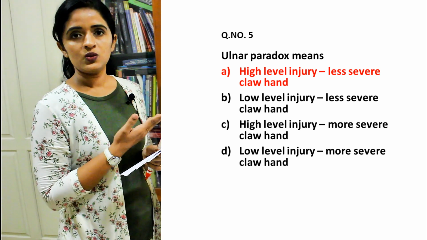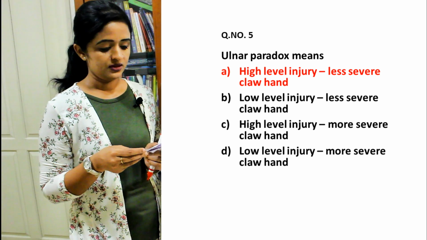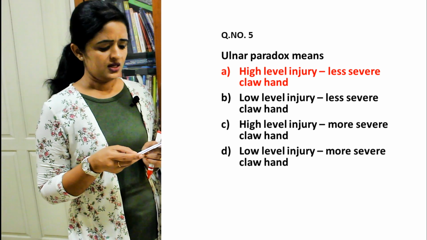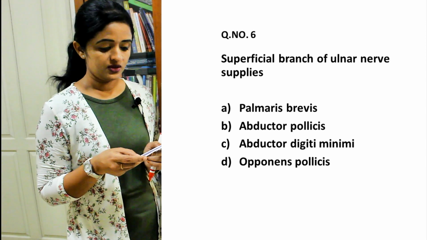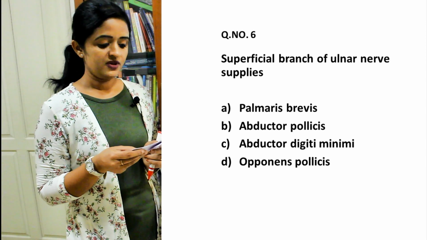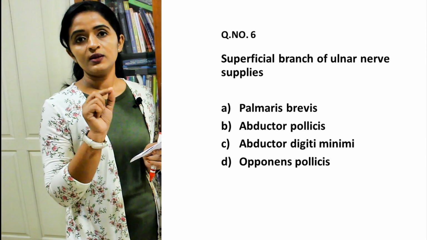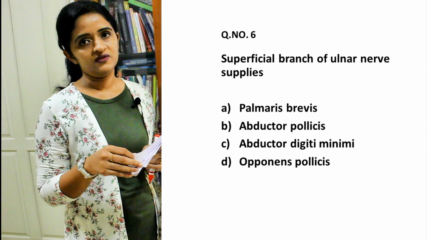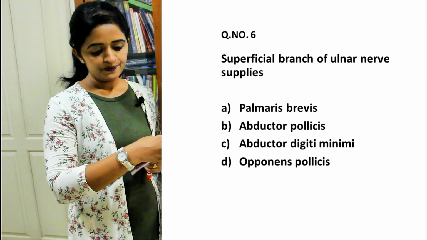Coming to the next question, superficial branch of ulnar nerve supplies. The options are palmaris brevis, the abductor pollicis, abductor digiti minimi, opponens pollicis. So the superficial branch is actually giving a branch only to one muscle, that is the palmaris brevis. All the rest are supplied by the deep branch of ulnar nerve.